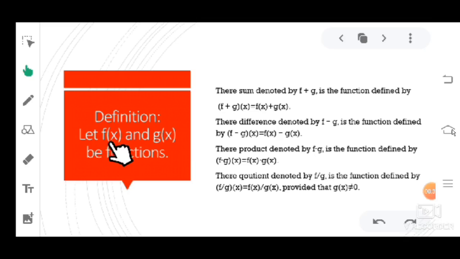Definition: let f of x and g of x be functions. So you are given 2 functions, then their sum denoted by f plus g is the function defined by f plus g of x, and that is just equal to f of x plus g of x. Here you just have to substitute the expression of f of x and g of x.